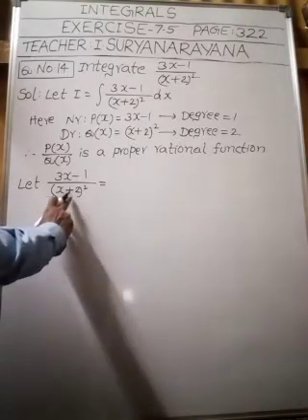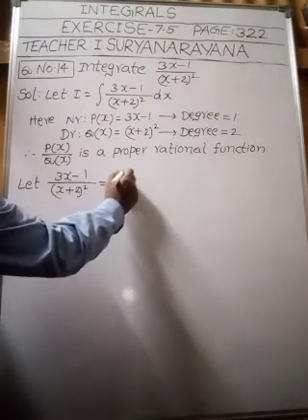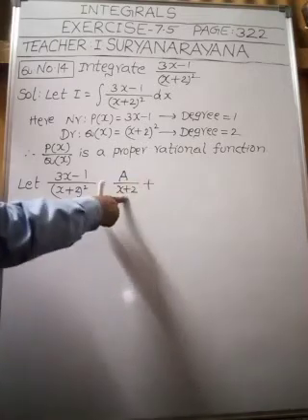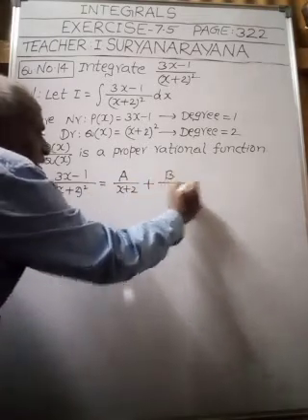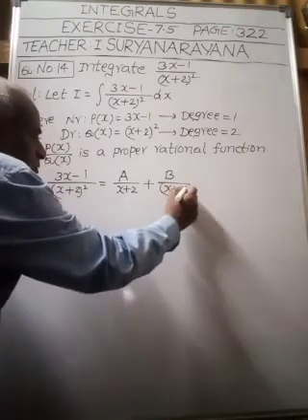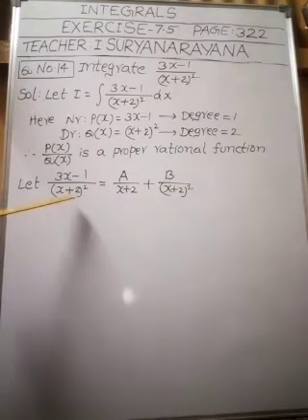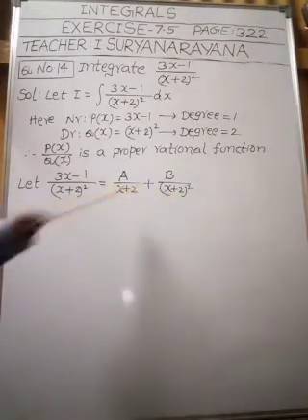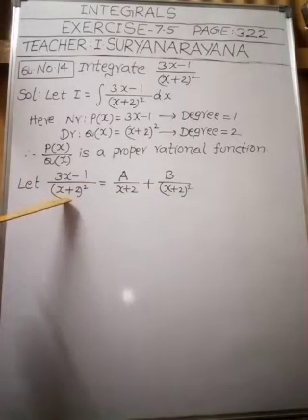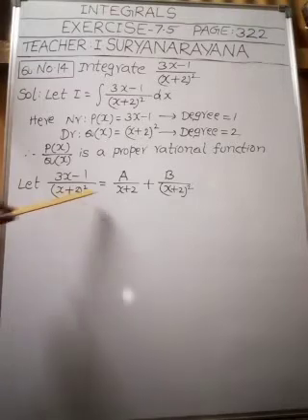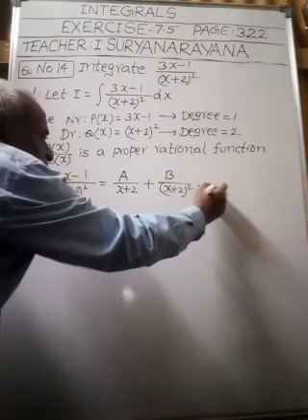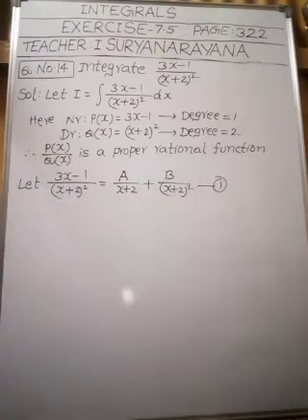So corresponding to this repeated linear factor, we have to write two partial fractions, that is a by x plus 2, that is one partial fraction, plus b by x plus 2 whole square. Because this repeated linear factor is repeating 2 times. That is why we are writing two partial fractions corresponding to this repeated linear factor. We are writing like this. Understood this step, my children? Right. Let us consider this is equation 1.